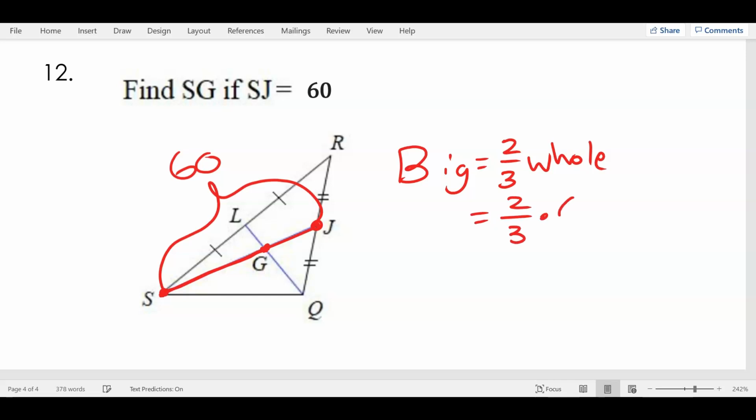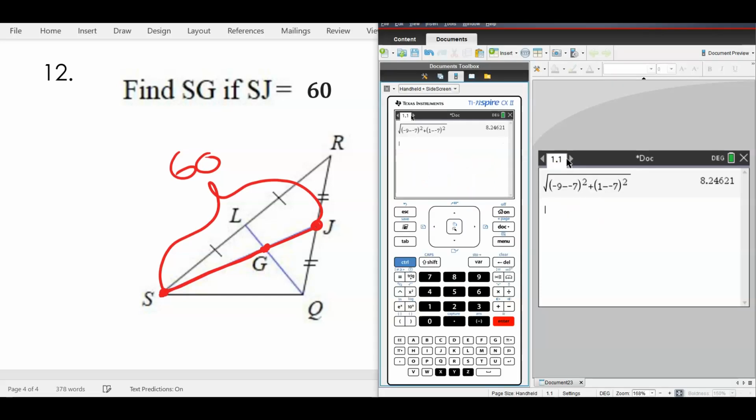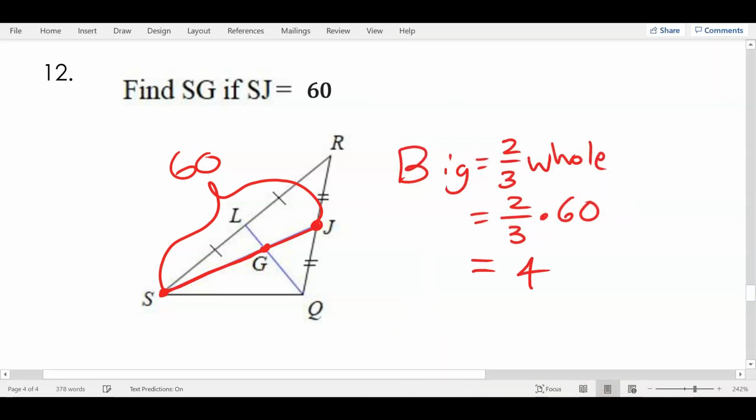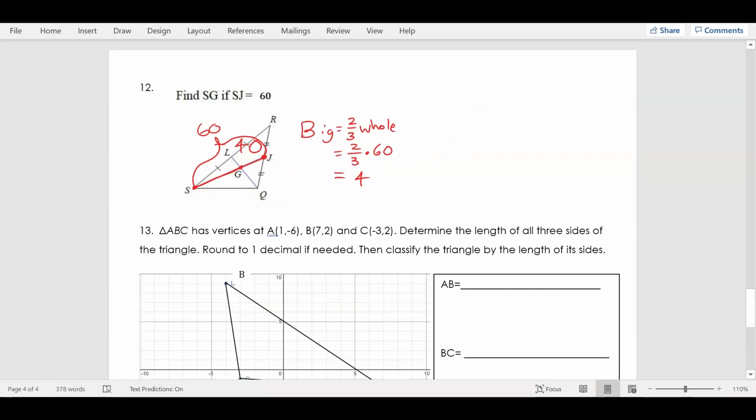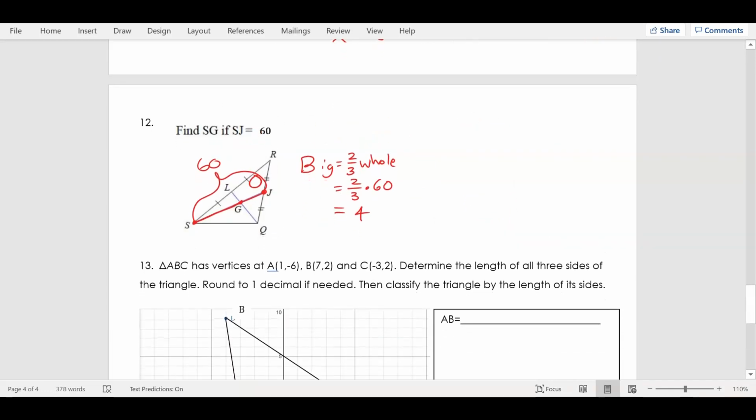2/3 times 60. And again, to type that in, you do Control divide, 2 over 3. Don't forget to go to the right and then times 60. We get 40. Not degrees, so just 40.